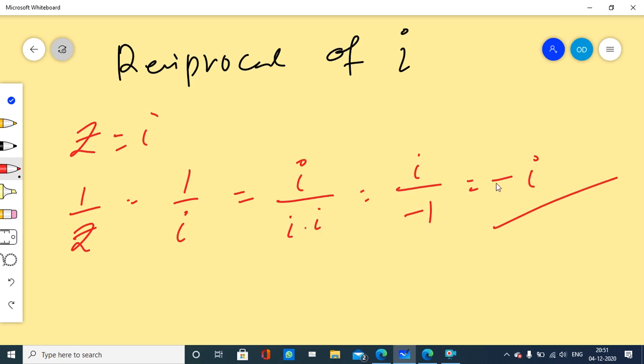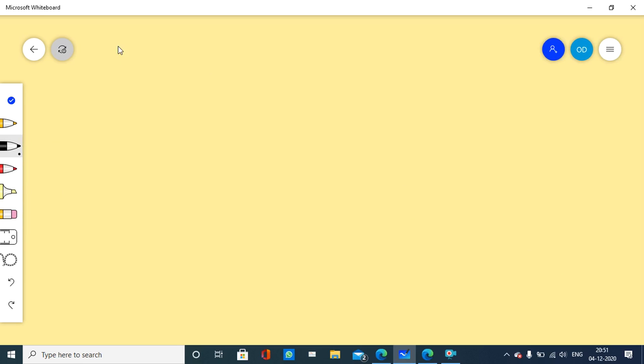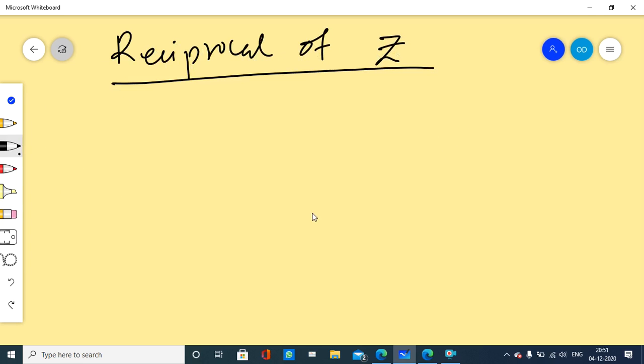Remember, it is now in its standard form. Minus i is in standard form or not? 0 minus i. Very good. Now you can find the reciprocal of any complex number, hopefully, right? Okay. Now let's talk about a theorem.